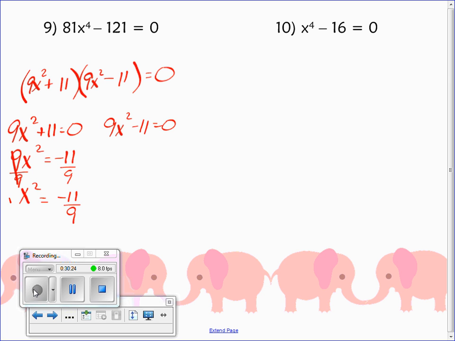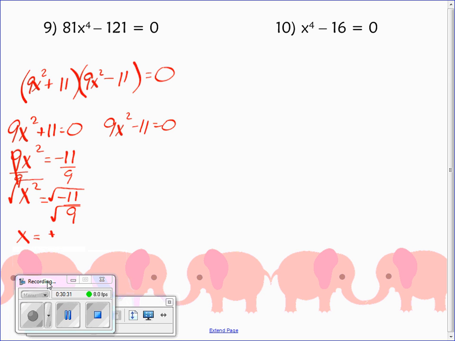So then we take the square root. Fractions are top and bottom. So x equals plus or minus i radical 11 over 3. How many answers is that? Will the graph cross the x-axis with these answers? No, because it's an i. Imaginary ones don't cross the x-axis.